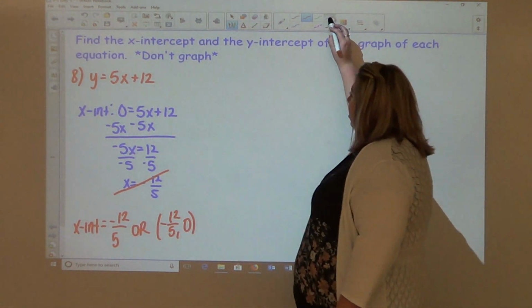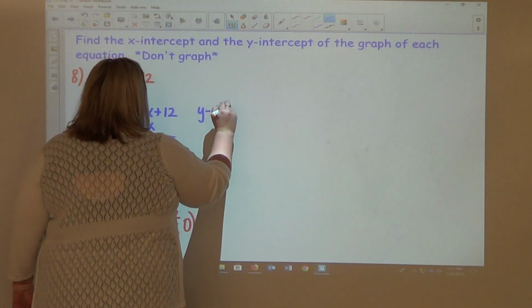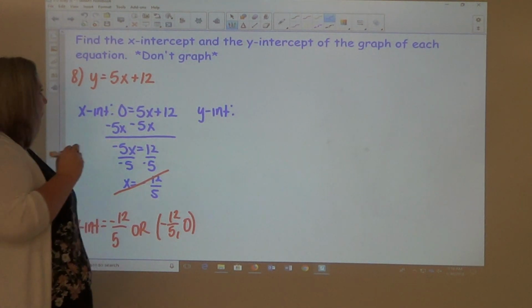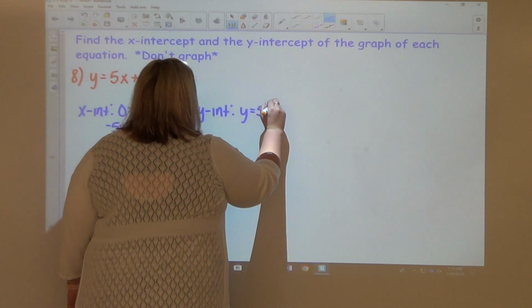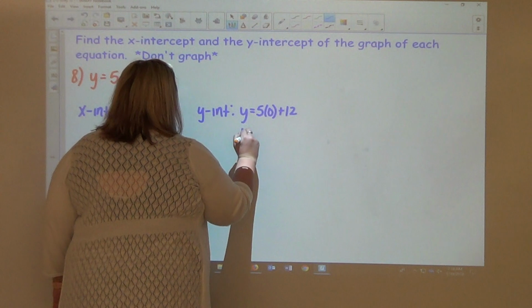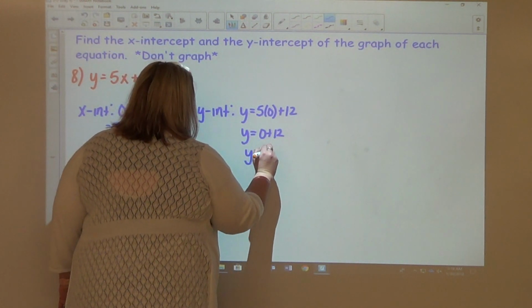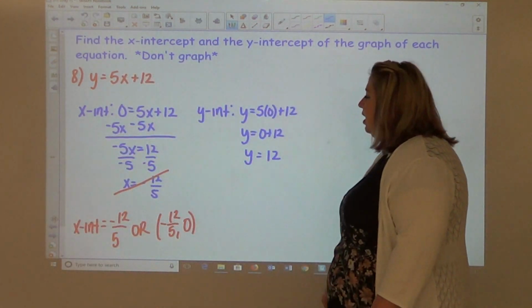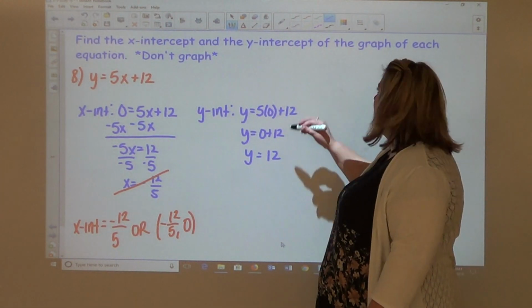Okay. Then to find the y-intercept, you're going to put 0 in for x and solve. So if I put 0 in for x, this would be y equals 5 times 0 plus 12. So this would be y equals 0 plus 12, which would be y equals 12. Okay, same thing. This is a line. This is a horizontal line. We can't write it like this.